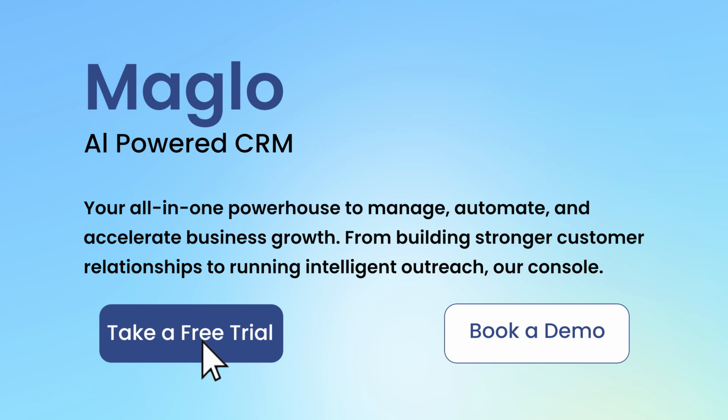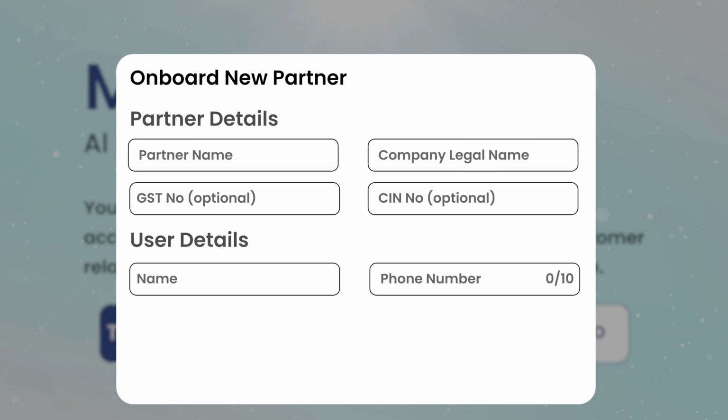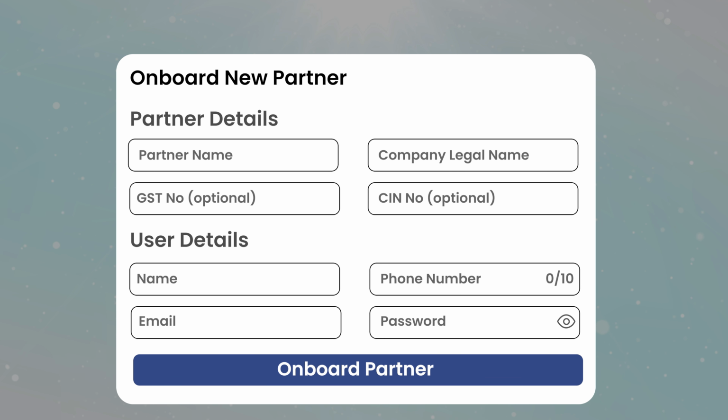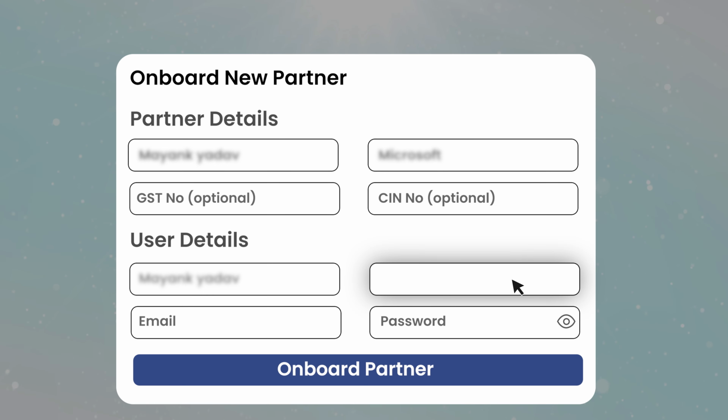This quick onboarding form is your gateway to the future of CRM. We just need a few details to set up your dedicated environment. Under Partner Details, provide your company name and relevant identifiers. Then complete the user details section with your name, a secure password, and your contact information.